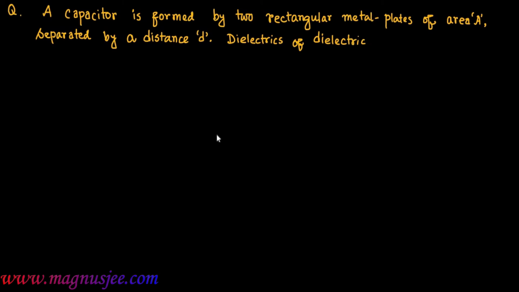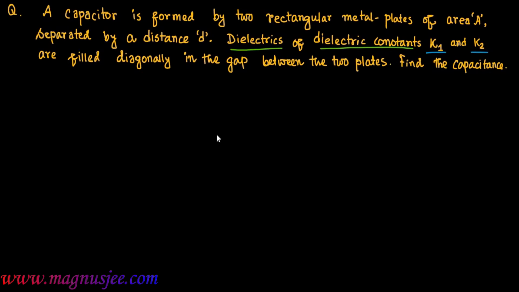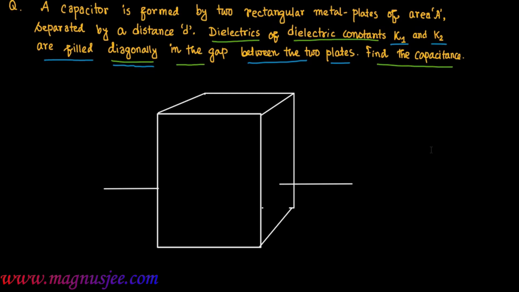Dielectrics of dielectric constants K1 and K2 are filled diagonally in the gap between the two plates. Find the capacitance. Dielectrics of dielectric constants K1, K2 are filled diagonally in the gap between the two plates, and we have to find the capacitance.